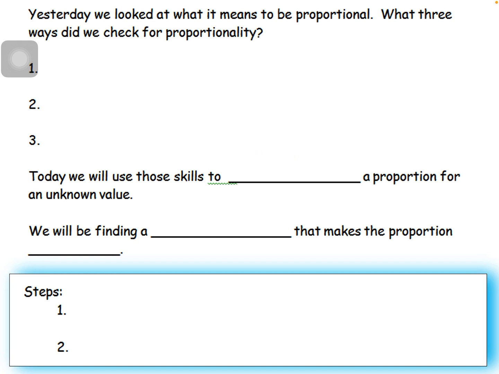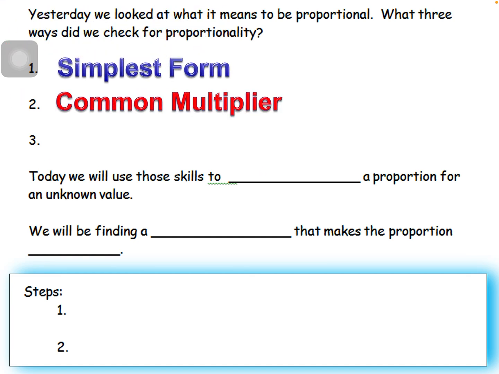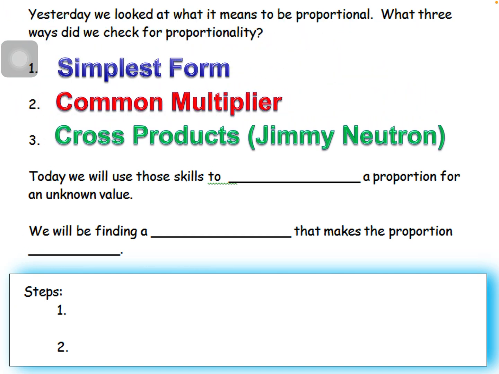So this is a review from last week. There are 3 ways that we talked about to determine whether or not 2 ratios form a proportion. We could simplify both ratios, like we did on that ratio table. We can do common multiplier, which is basically what you do when you get a common denominator, and then Jimmy Neutron, which is cross products. Okay, today we're going to solve proportions to find the missing value.